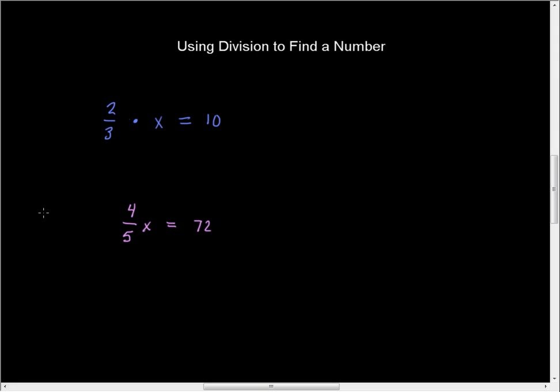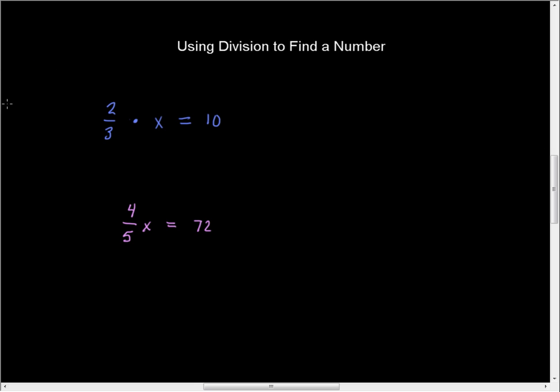In this video, let's use division to find a number. And so we might say that 2/3 of some number is 10. The question is, what number did we start with? And that's what we want to find. To find that, we are going to divide both sides.